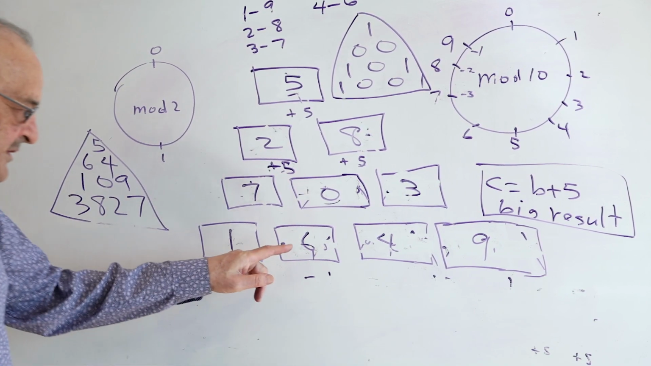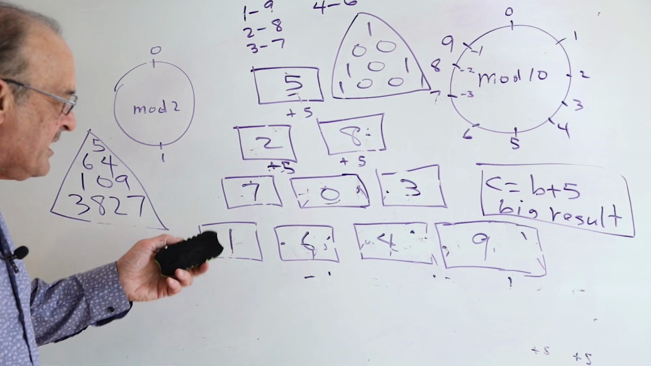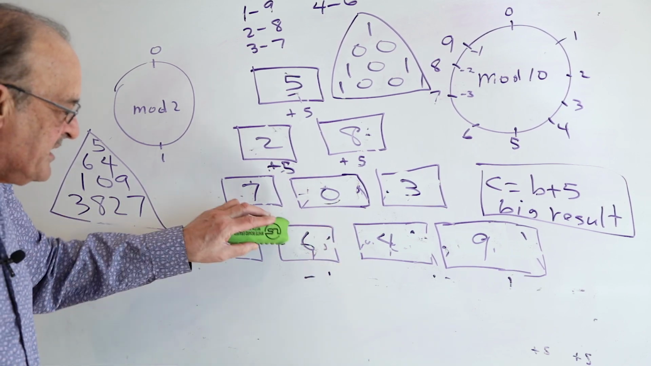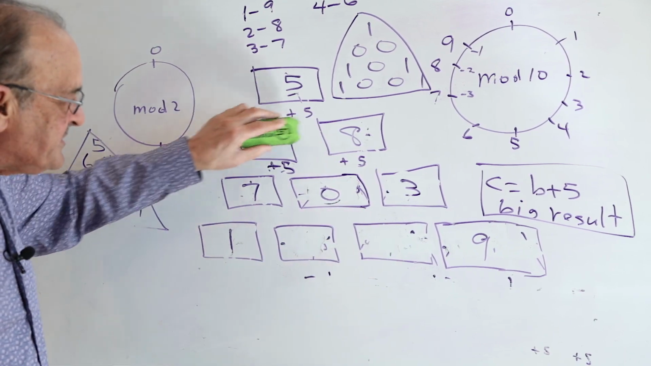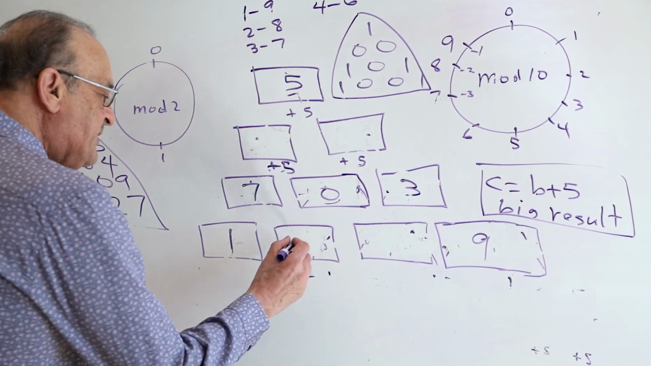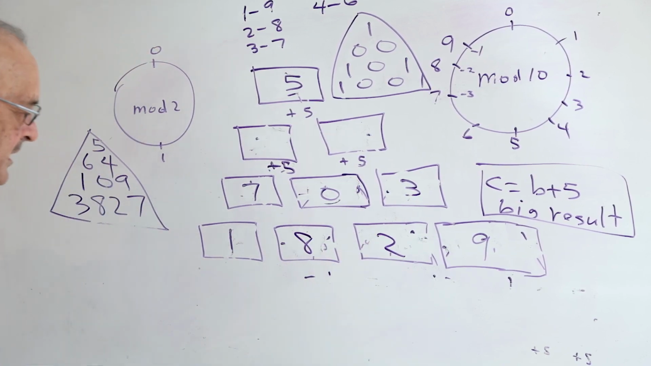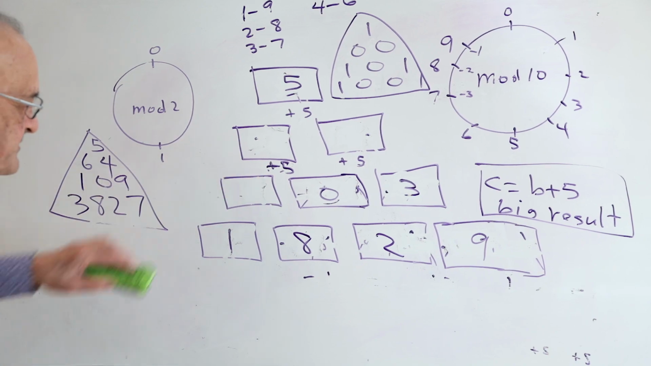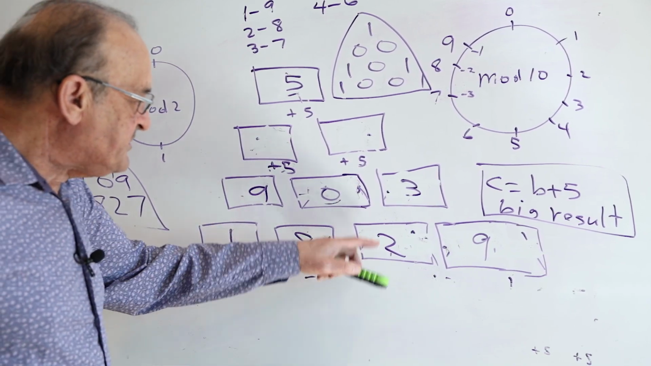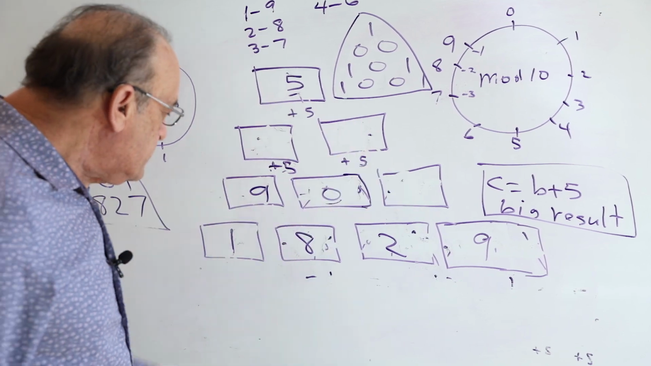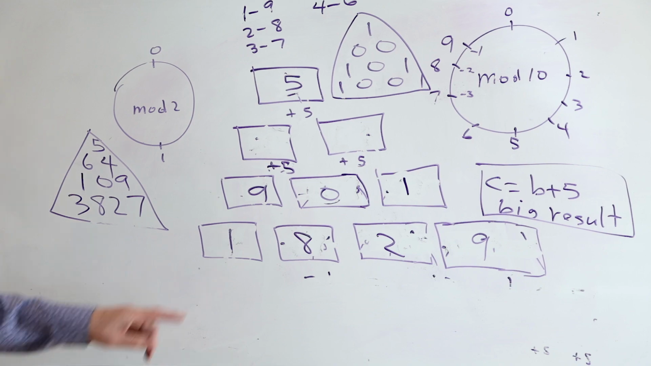Now I tried using 6 and 4 here. Could I use something else? Could I use other even numbers between 6 and 8? Let me try using 8 or 2. Let's see what happens. So if I put 8 here, that would be 2. And this would be 9. And this would be 11. But that's no good because we're repeating a 1.